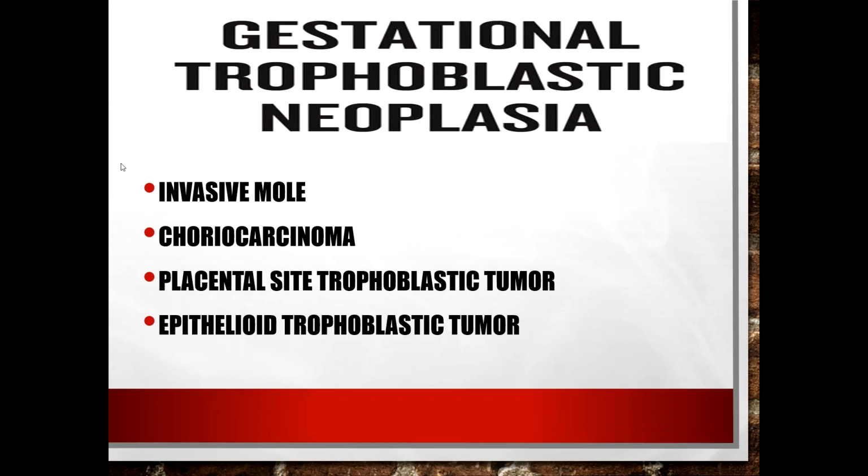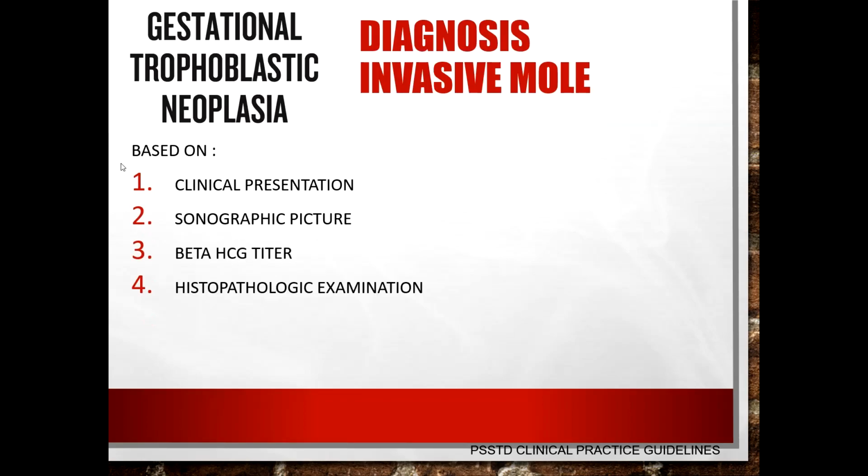Now, let us discuss each of the different histologic types of GTN. We begin with invasive mole. Invasive mole is a tumor or tumor-like process invading the myometrium and characterized by trophoblastic hyperplasia and the persistence of placental villus structure. We diagnose invasive mole through the following: clinical presentation, sonographic picture, beta HCG titer, and in some cases, a histopathologic examination.